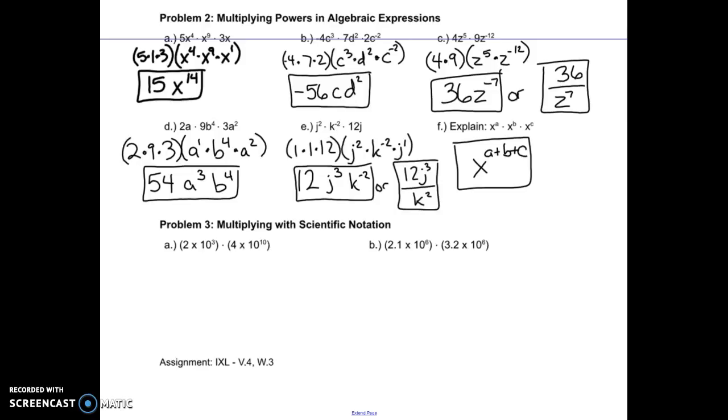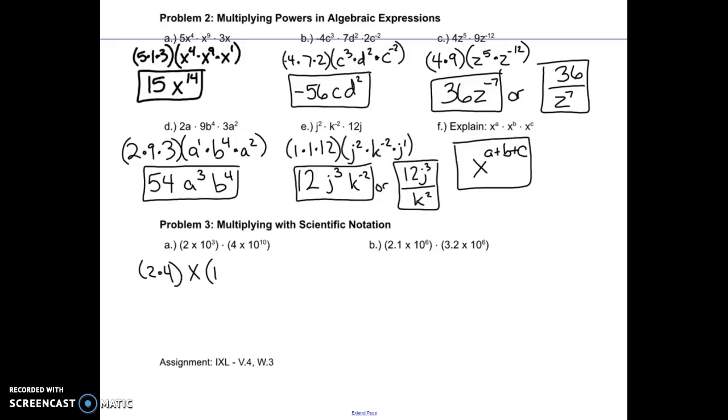To the bottom, it says multiplying with scientific notation. Scientific notation is just a fancy way to write really big or really small numbers. So the first thing we're going to do is multiply those first two numbers together. So that 2 and that 4. So 2 times 4. We're going to use this times sign. That's about the only time we're ever going to use that times sign because that's what they use in scientific notation.